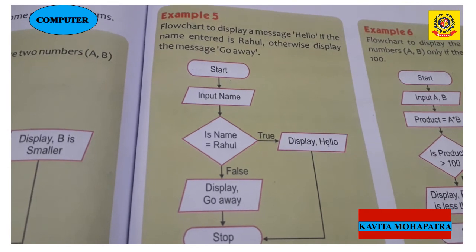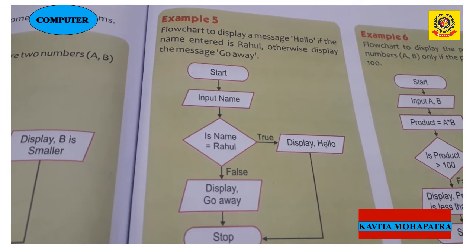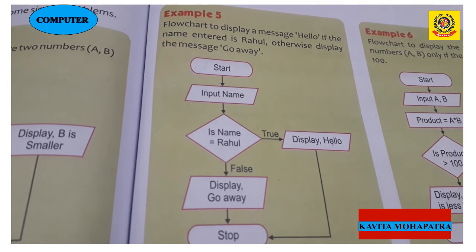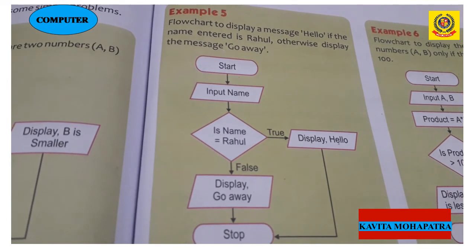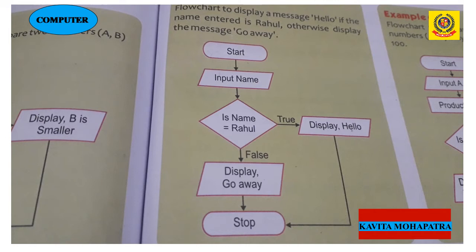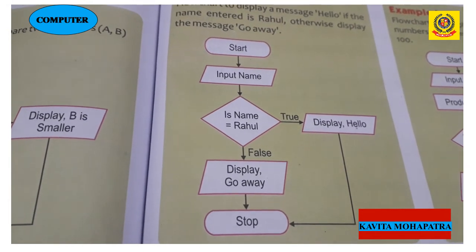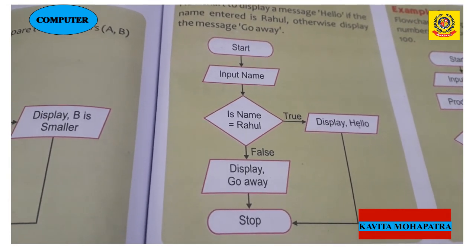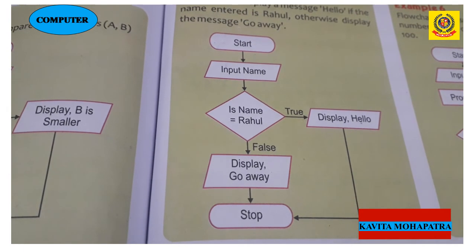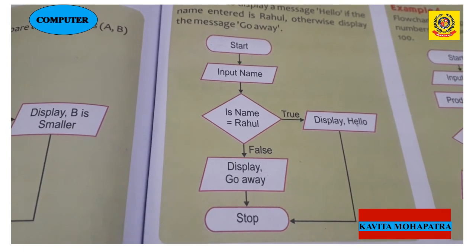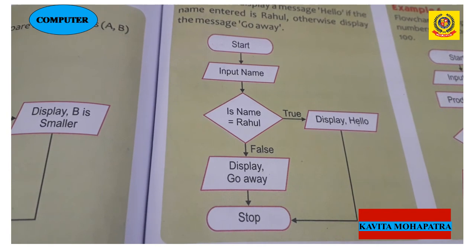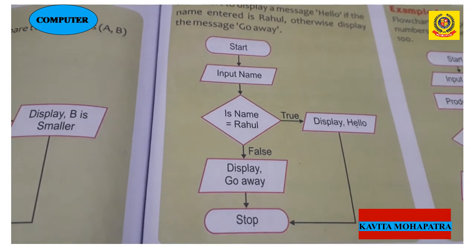Next, example 5. Flowchart to display the message hello if the name entered is Rahul, otherwise display the message go away. So what you will do? Start, then input name. Is name equal to Rahul? If it is true, display hello. If it is false, display go away. Then stop.